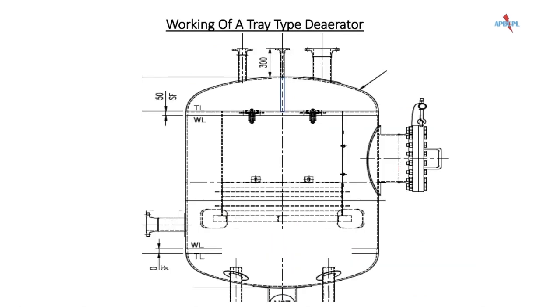Now let's learn the working of a tray-type deaerator. The feed water generally contains dissolved oxygen and non-condensable gases called NCGs. These gases can cause pitting and corrosion inside the boiler and steam system. So it's essential that these gases are removed from the feed water before it enters the boiler. The most effective method of removal of gases is by thermal deaeration.